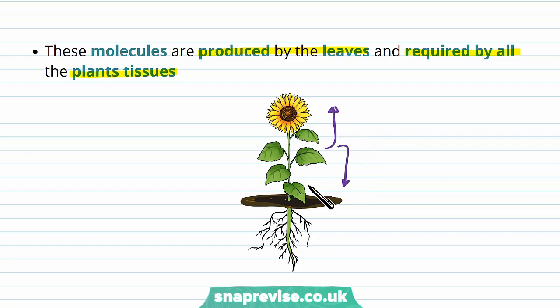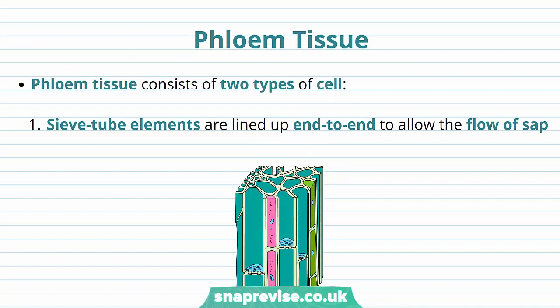So now let's talk about the actual tissue that transports the phloem and what it's made of. We've got two main types of cell when we're talking about phloem tissue. The first type of cell is called a sieve tube element. So a sieve is any instrument that has lots of small holes or pores in it to allow a certain degree of molecules through it.